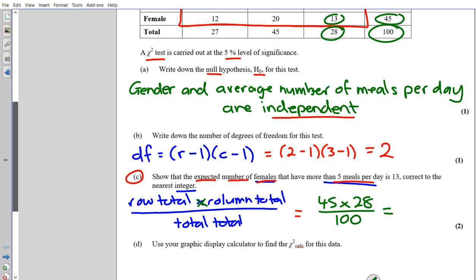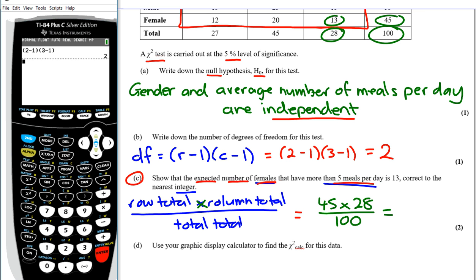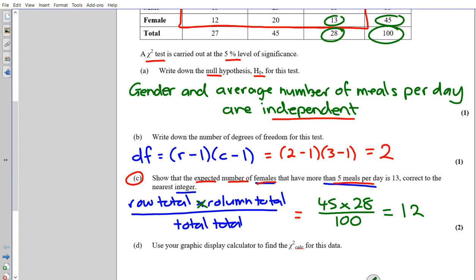If you're not sure, let's check. Let's work it out. 45 multiplied by 28, enter, divide by 100. Oops, 12.6. What have I done wrong? Oh, yep, it is 12.6, but then correct to the nearest integer. So we are actually correct. It equals 12.6, which when you round to the nearest whole number is 13.